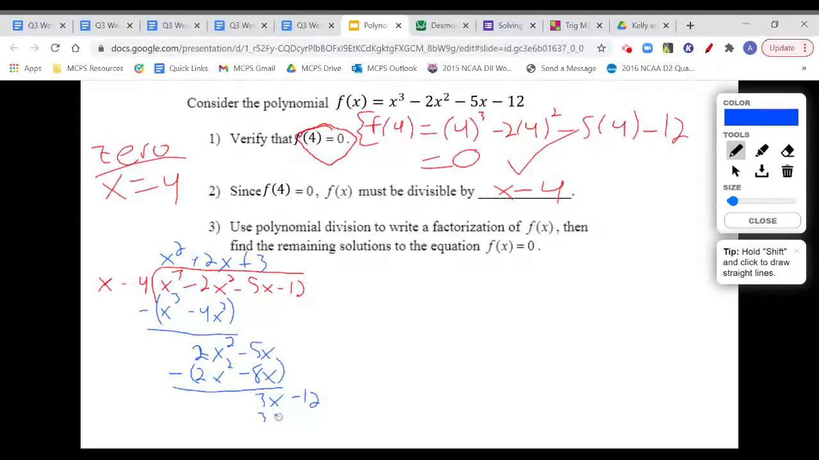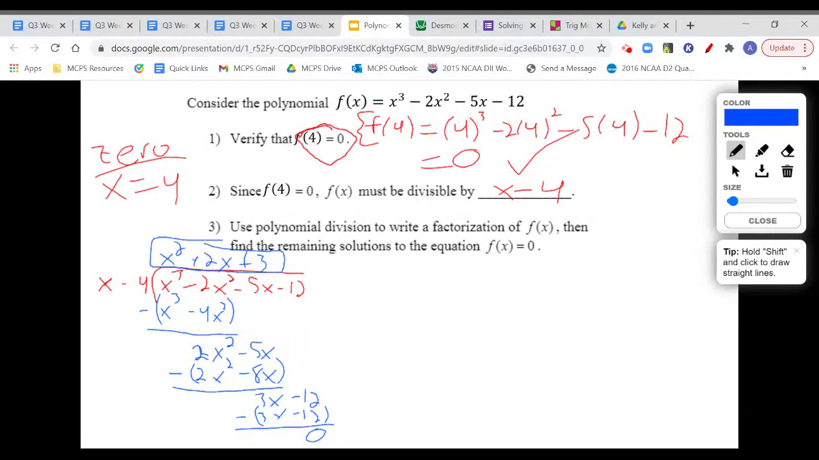3 times x gives me 3x. 3 times negative 4 gives me negative 12. I go ahead and subtract. 3x minus 3x is 0. Negative 12 minus negative 12 is also 0. So my remainder is 0. And when I divide by x minus 4, I'm left with x squared plus 2x plus 3.